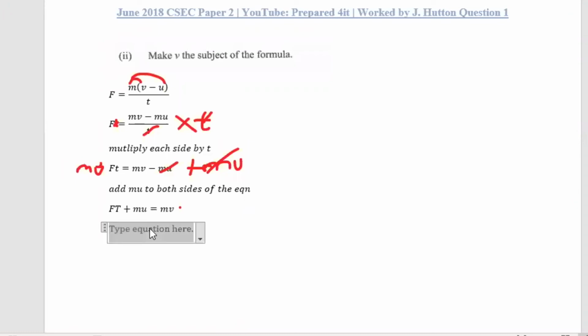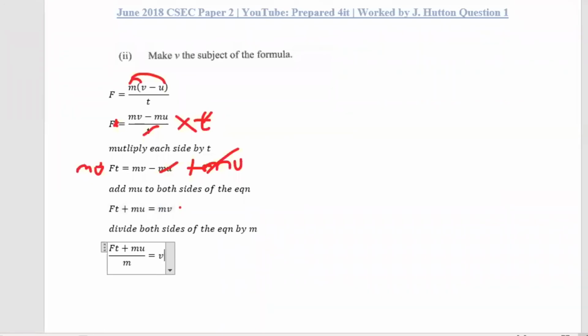Yes. Okay, good. So that is how we have ft plus mu is equal to mv. And now we're making v the subject of the formula. So the m is multiplying with the v here. Therefore we need to divide both sides of the equation by m. So what we have is ft plus mu, divided by m, is equal to v.